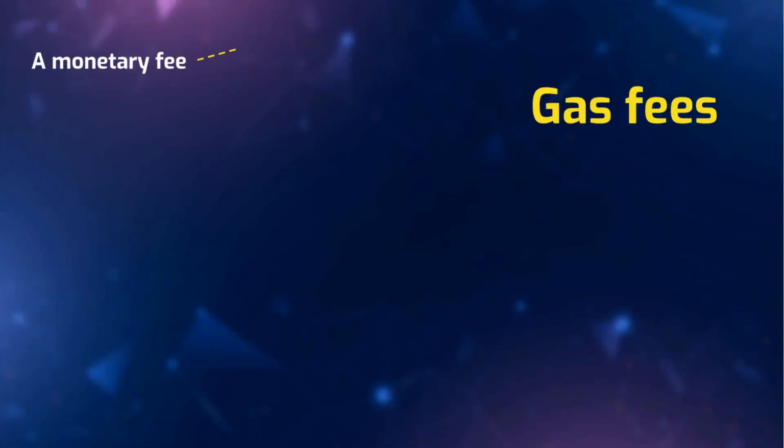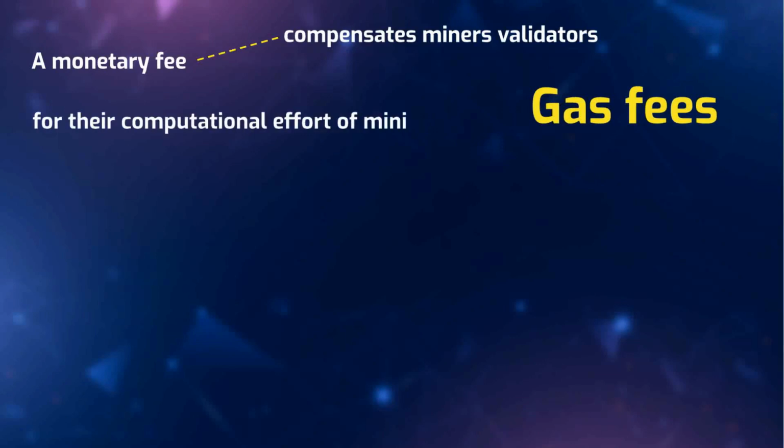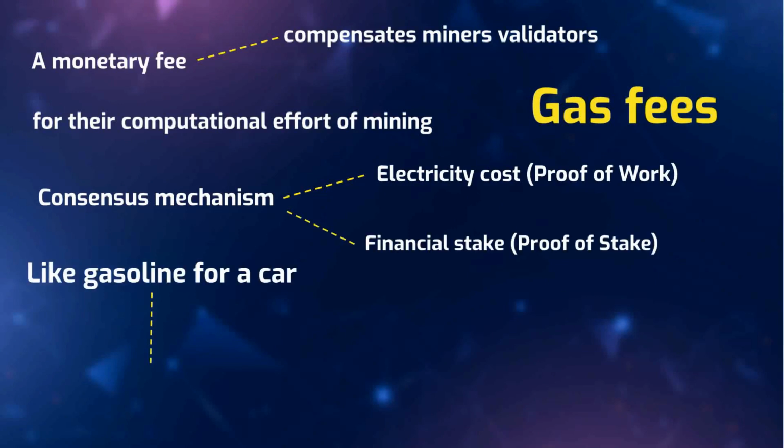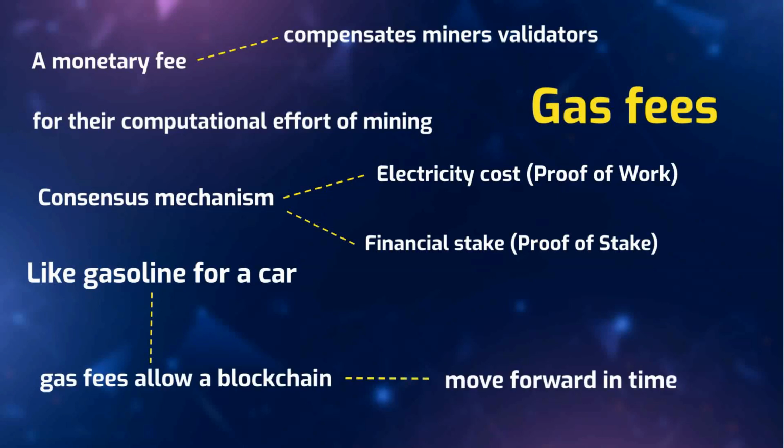Gas is a monetary fee that compensates miners or validators of a blockchain in exchange for their computational effort in mining blocks. Depending on the consensus mechanism, this computational effort can be realized to the miner or validator as an electricity cost or financial stake. Like gasoline for a car, blockchain gas fees are what allow a blockchain to move forward in time.